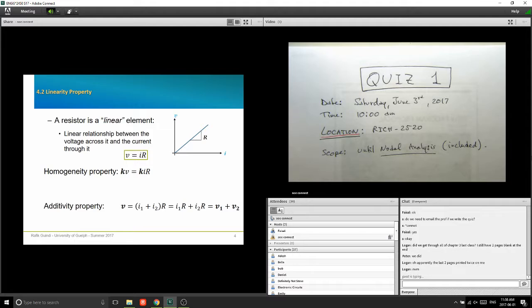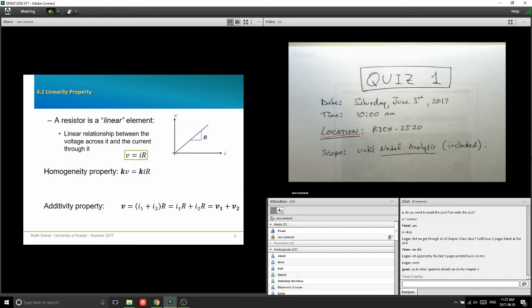So we say a resistor is a linear element, and we've seen that when we looked at resistors. A resistor has a linear relationship between the voltage and the current. So V equals IR, this is Ohm's law, okay? And if you draw that on a curve, the voltage versus the current, this relationship is going to give you a straight line passing through the origin. And that's why we say it's a linear element.